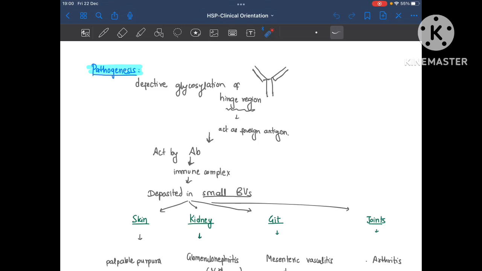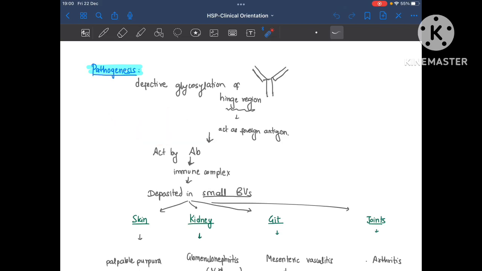What is this pathogenesis? This is IgA, immunoglobulin A. This is the heavy chain, this is the light chain, and this is the hinge region. We call it the SS disulfide bond. In the hinge region there will be defective glycosylation in a predisposed person. When there is defective glycosylation, this whole IgA acts as a foreign antigen to our own body. It's a kind of autoimmune disease, so against our own antibody, our body produces another antibody.